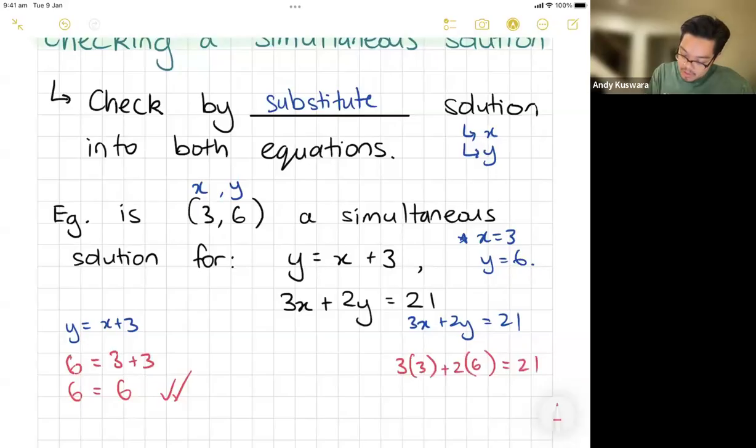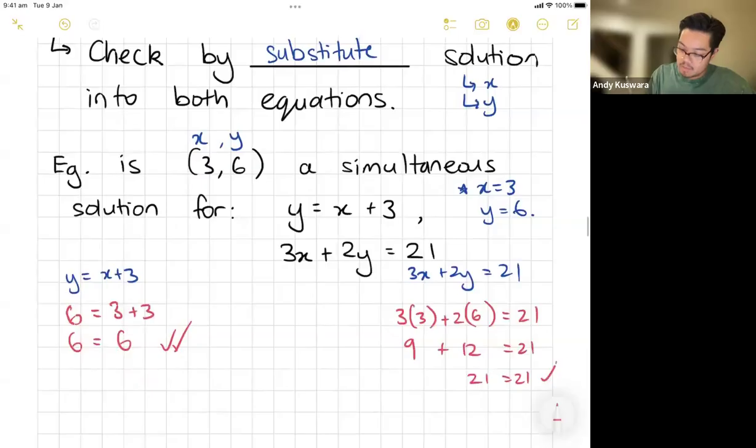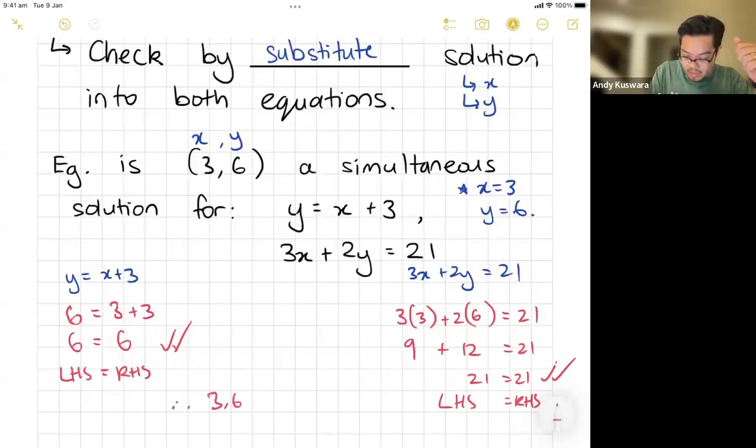Let's quickly do the math here. 3 times 3 is 9. 2 times 6 is 12. And 9 plus 12 is 21. And oh, would you look at that? They both are true. I know 6 is not the same as 21, but you've got the left-hand side equaling the right-hand side for this one. And same here, your left-hand side equals the right-hand side for this one. They are both true. Therefore, (3, 6) is a solution.